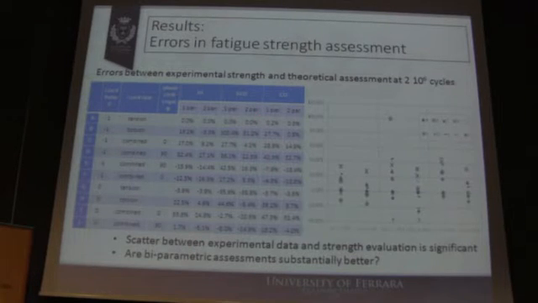Here there are the errors of the estimations, of each approach. Errors are defined as the difference between the, let us say, the predicted and the experimental strength at 2 million cycles. So to look at this table is not so easy. This is a first graphical representation of the errors. But the final part of this talk is a discussion of the errors.